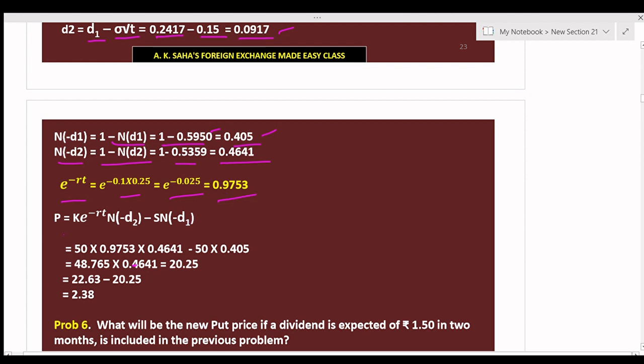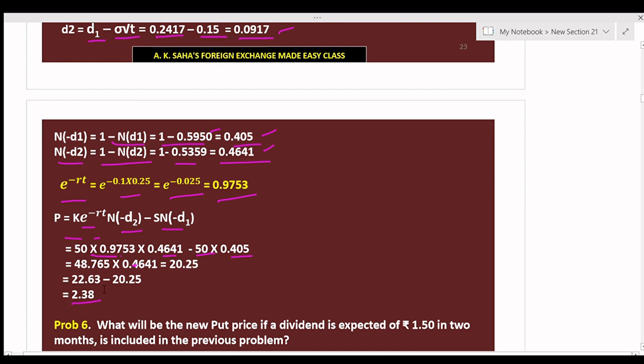Now put the values. P is equal to K into e to the power minus rt into N(minus d2) minus S into N(minus d1). Now 50 into 0.9753, which is e to the power minus rt, into 0.4641, which is calculated here, and minus 50 into 0.405, which is N(minus d1). You will calculate that P is equal to 2.38.